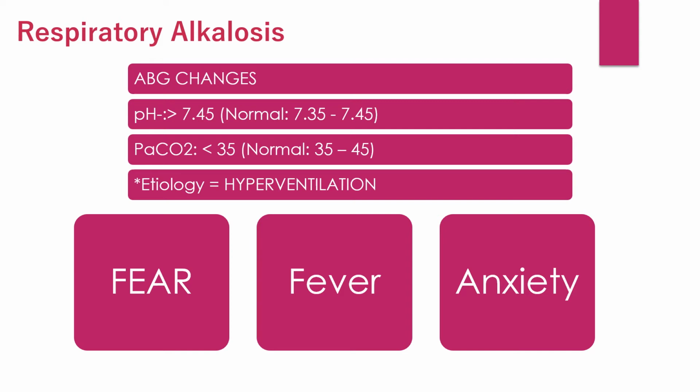Respiratory alkalosis, you're going to have ABG changes. Your pH is greater than 7.45. Your PaCO2 is less than 35. Etiology is hyperventilation, and this can be caused by fear, fever, and anxiety.